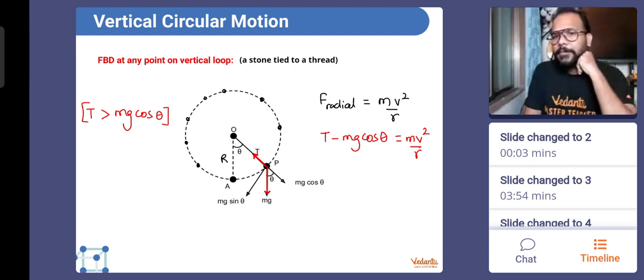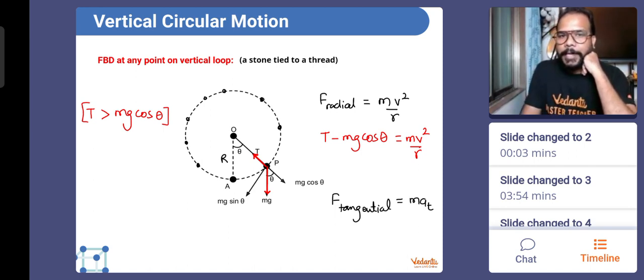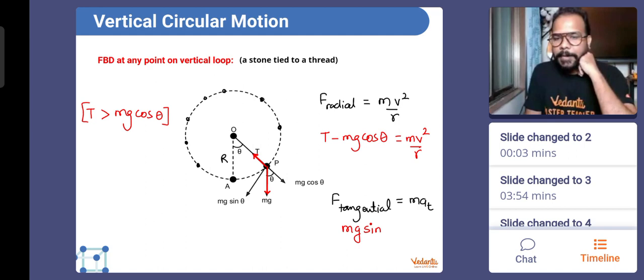What is the job of mg sin theta then? Exactly. This will be m a_T. So what is the tangential force acting here? It is mg sin theta, which is equal to m a_T.